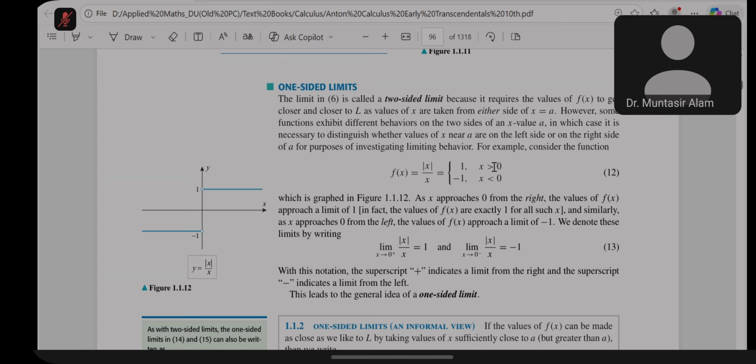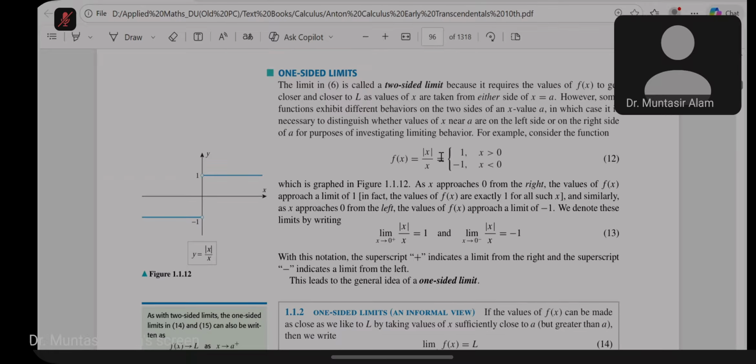And it's a piecewise function, a piecewise-defined function. The function value is +1 if we take x greater than 0, and the function value is -1 if we take x less than 0. The function curves are drawn in the following figure, where we can see at x equal to 0, there is a hole. That means the function is not defined at x equal to 0.